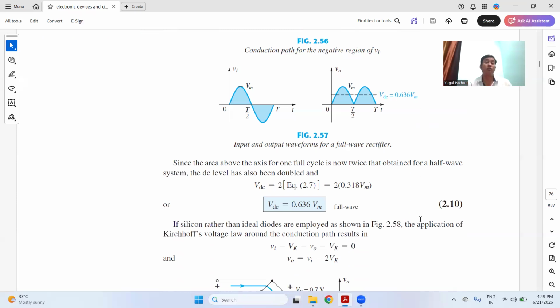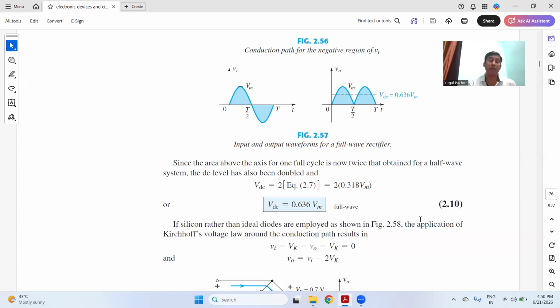Like I told you, there are two types of rectifier: one is full wave and the other is half wave, and there is a difference in rectification efficiency. The ripple factor is high in the half wave rectifier. The ripple factor is low in the full wave rectifier. Why? Because you are rectifying the complete signal, whereas in the half wave rectifier, you are only rectifying half the signal. So there is a difference in the operation of the full wave rectifier and the half wave rectifier.